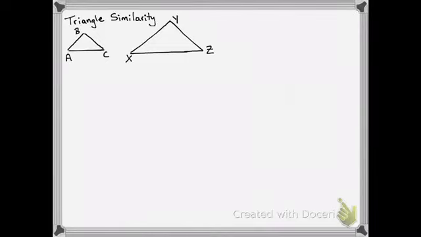So we're going to look at triangle similarity. And so we have two triangles here. These triangles are not congruent. Hopefully that's pretty obvious. You can clearly see triangle XYZ is bigger than triangle ABC.